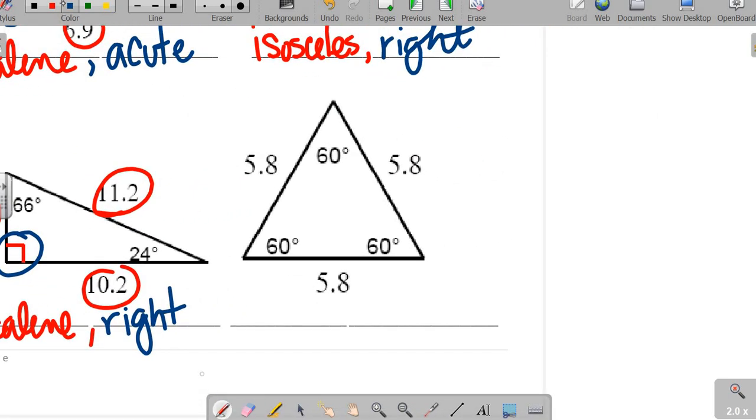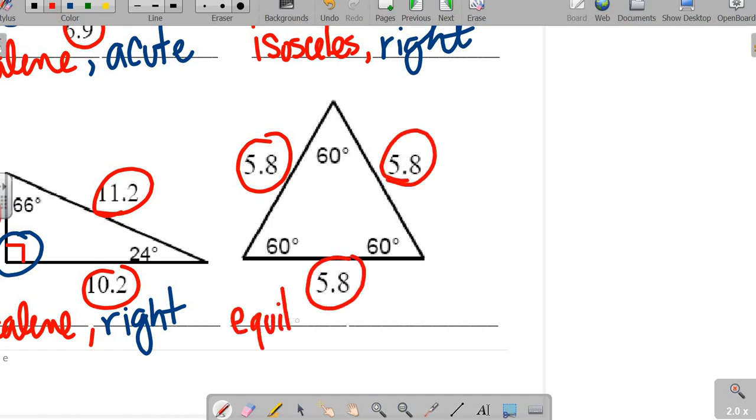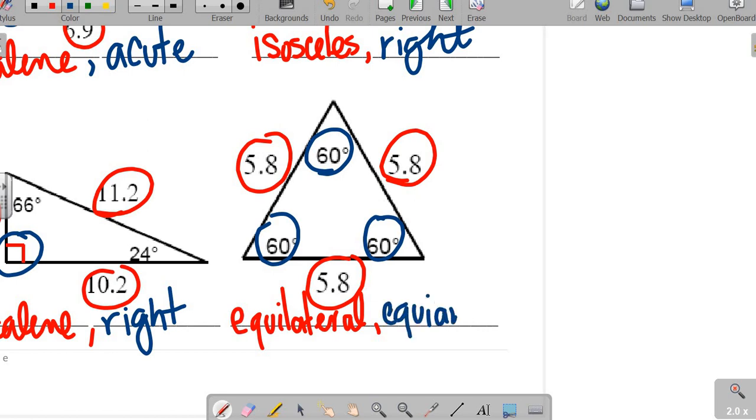Taking a look here at the sides, all three sides are equal, so we would call this equilateral. All three angles are equal, so we would call this equiangular.